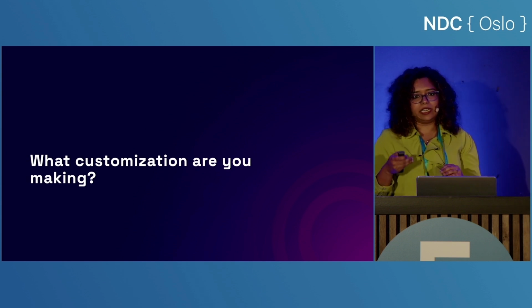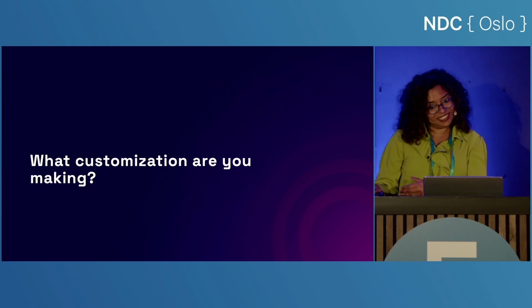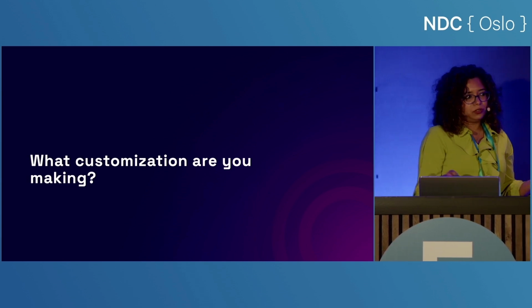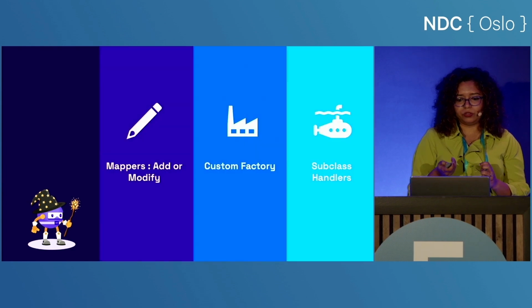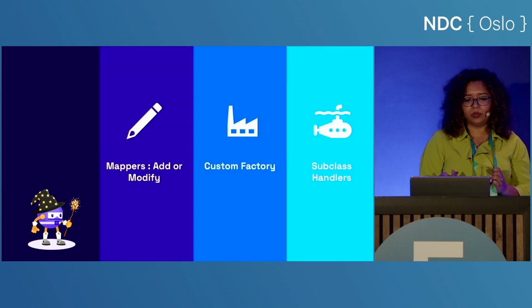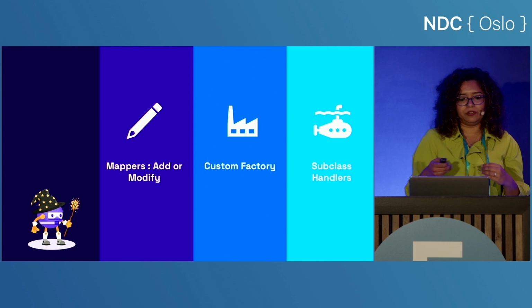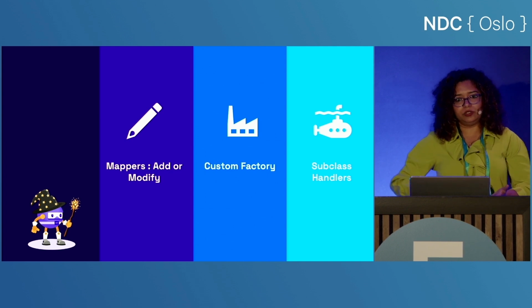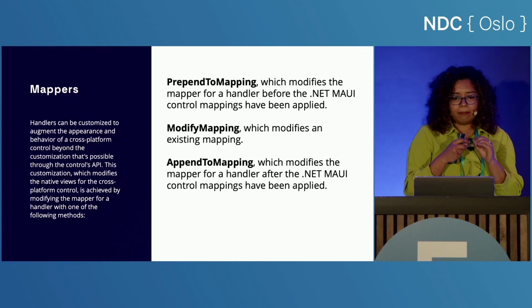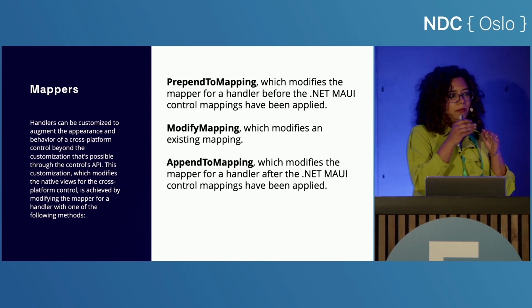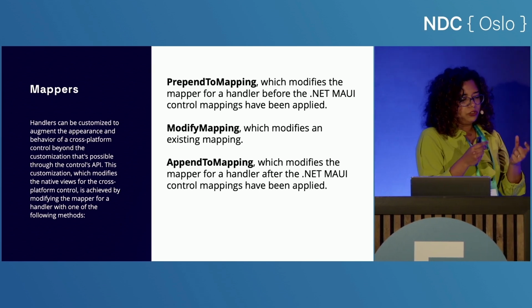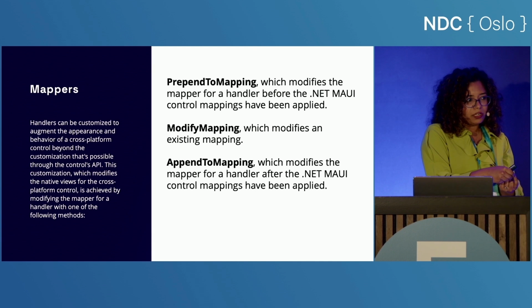So based on what that question, your answer is, that will help you pick the path you want to take to make your new custom handlers. So let's talk about those different ways of doing it. The first way that we have, and which is my favorite way, which is the easiest, is using a mapper. Mappers essentially provide you hooks to either come in and modify your control before .NET MAUI renders it.